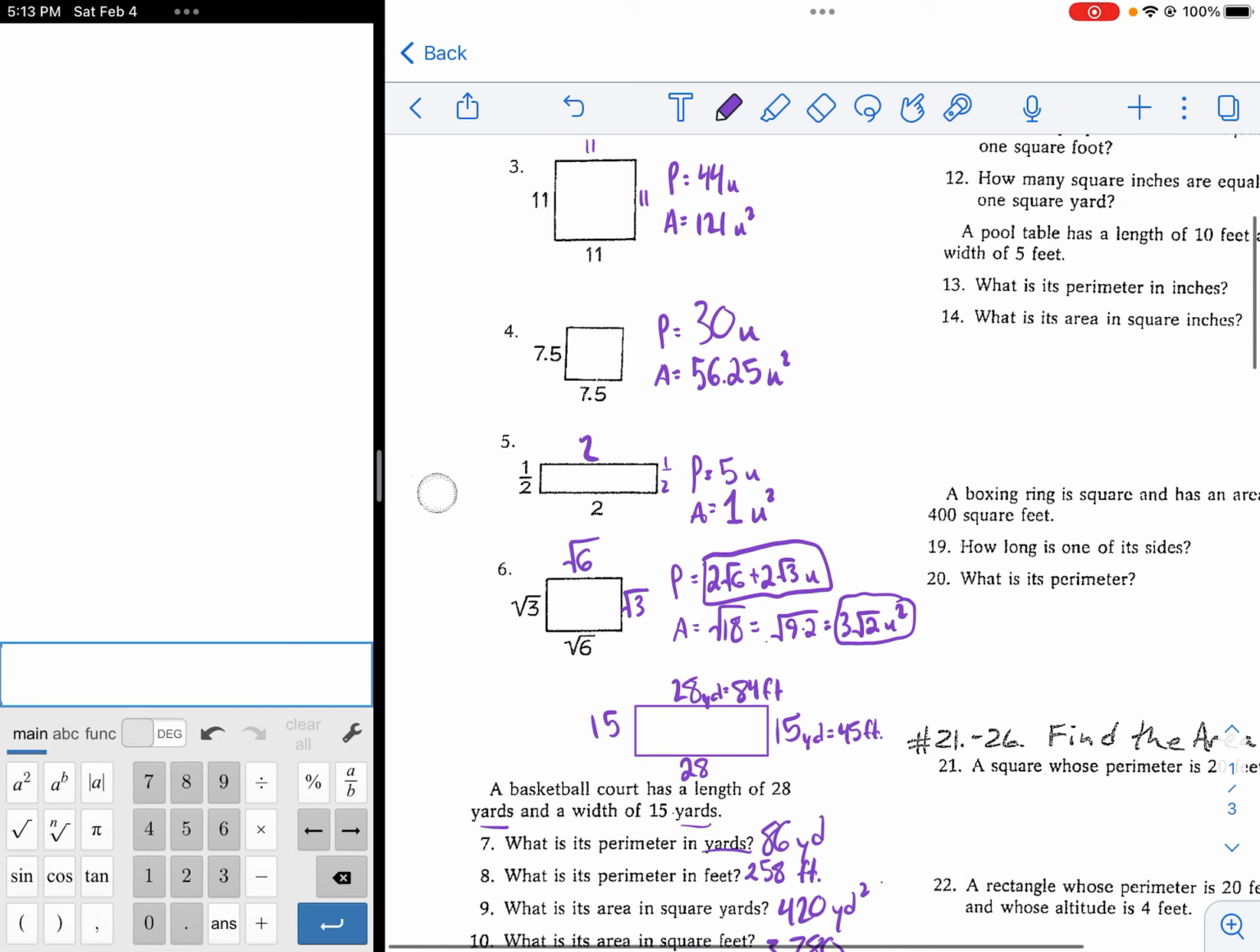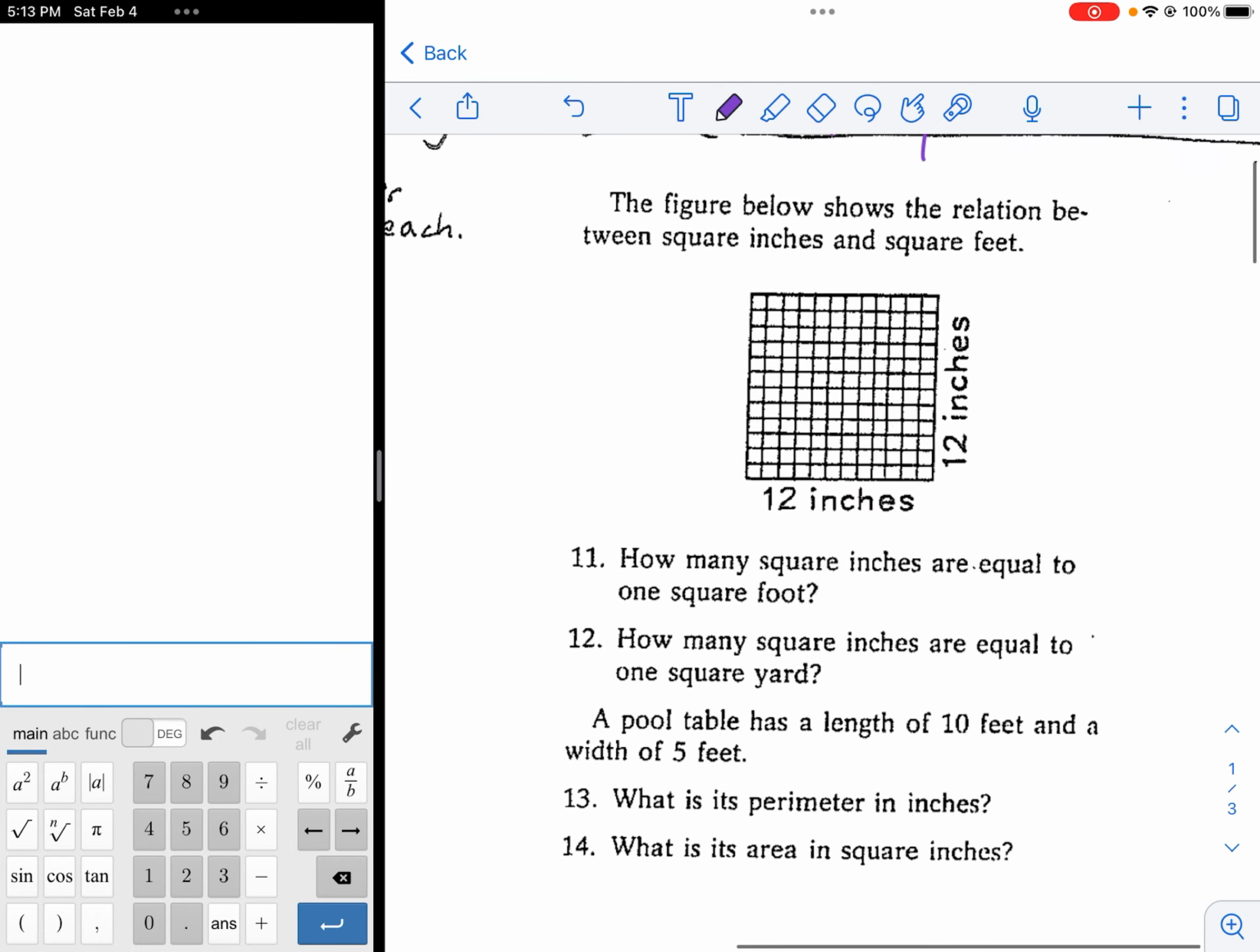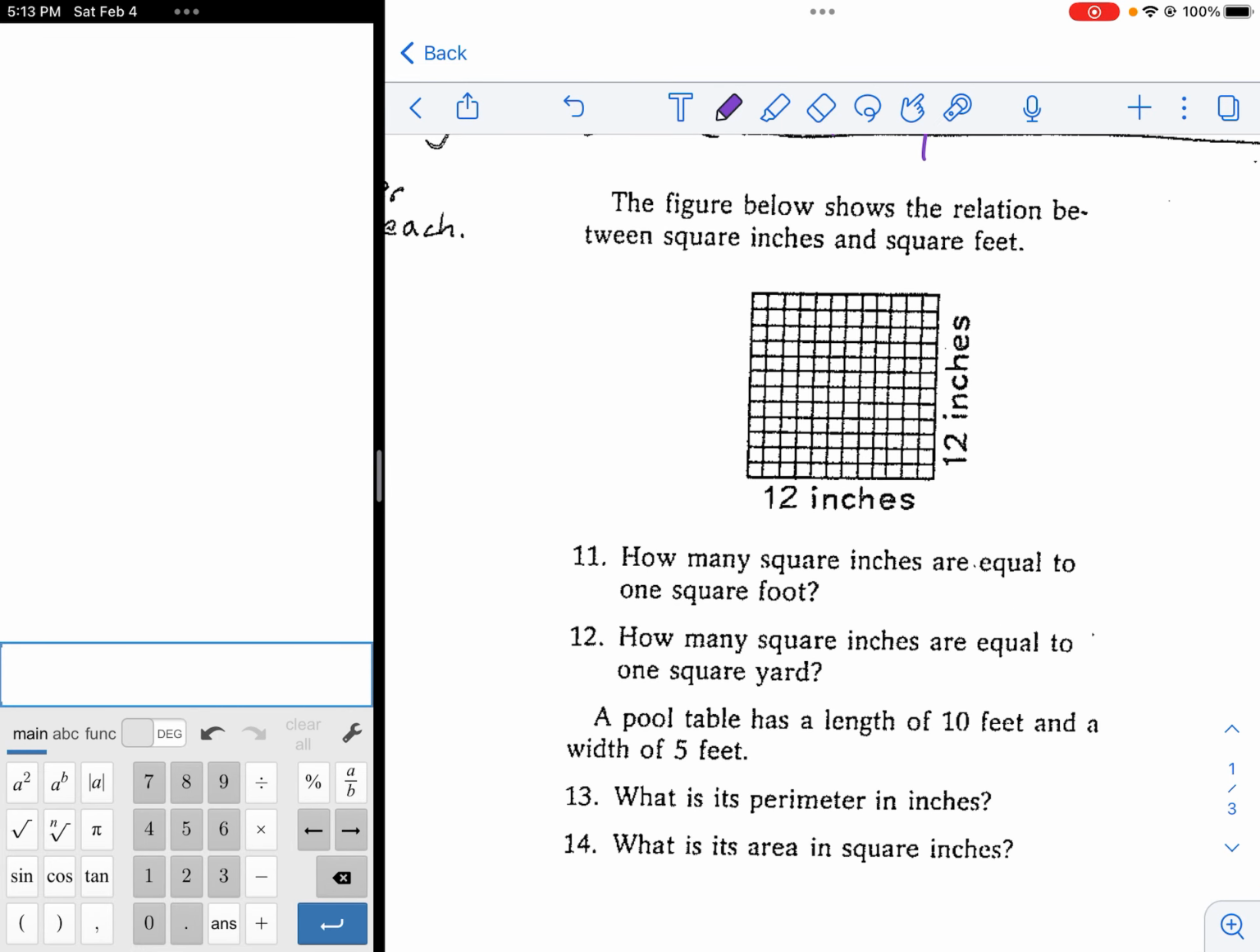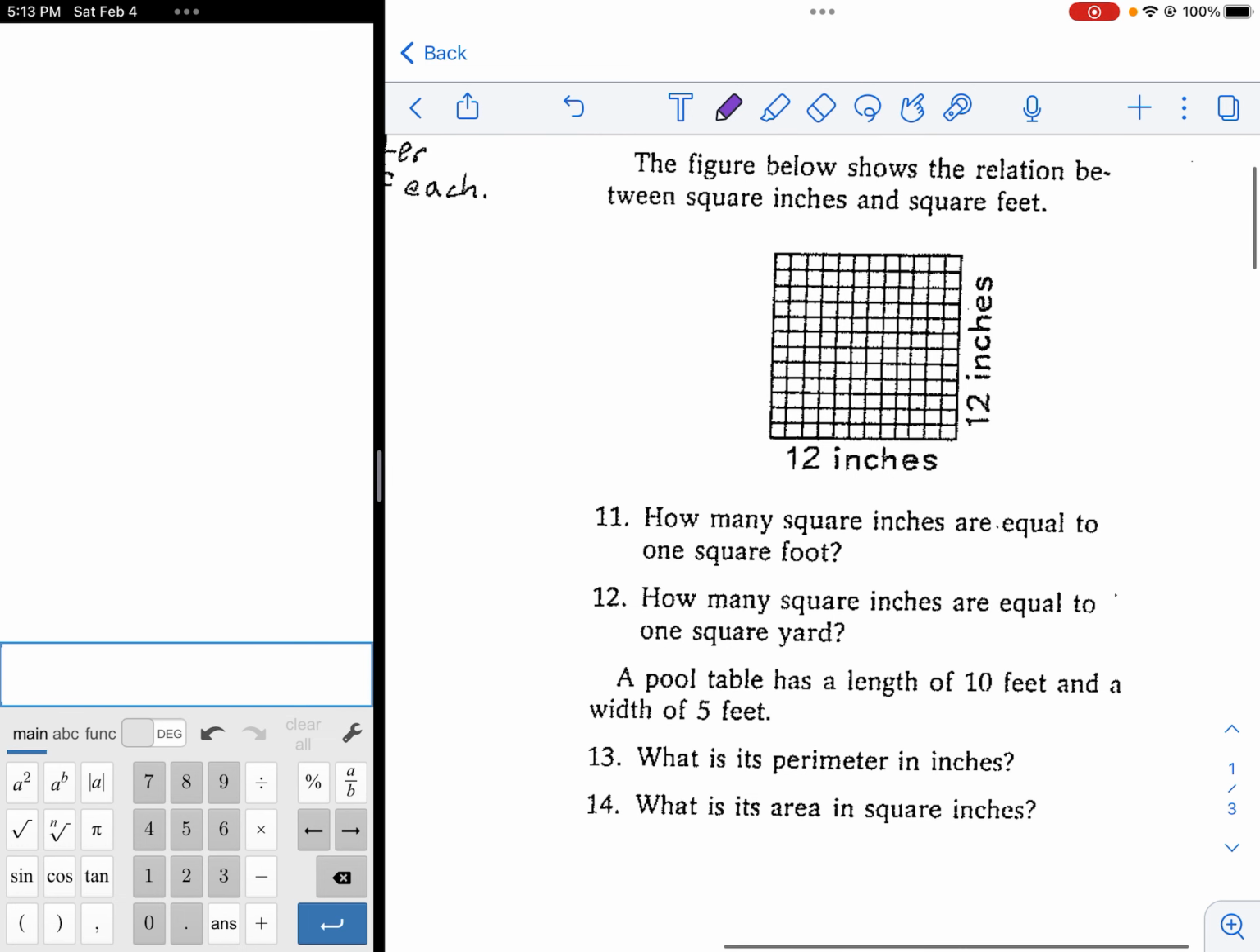All right, that takes us to number 11. It says the figure below shows the relation between square inches and square feet. So we can see 1 square foot, and a foot is 12 inches. So 1 square foot would be what is given here, right? We have 1 square foot is the entire square, and 1 square inch is one of those boxes in that square. So like 1 box in the square is 1 square inch.